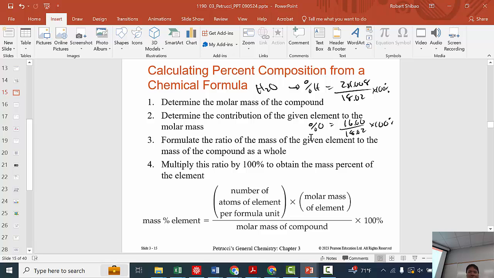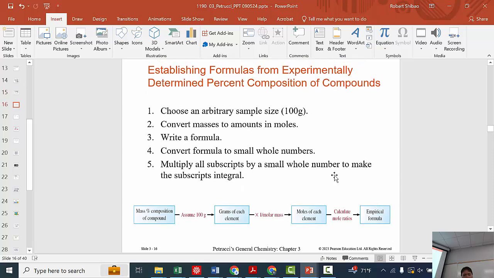And so it's just grams of oxygen over total grams, etc. Do you guys remember doing this? So I'm not going to cover this. This is Chem 4.